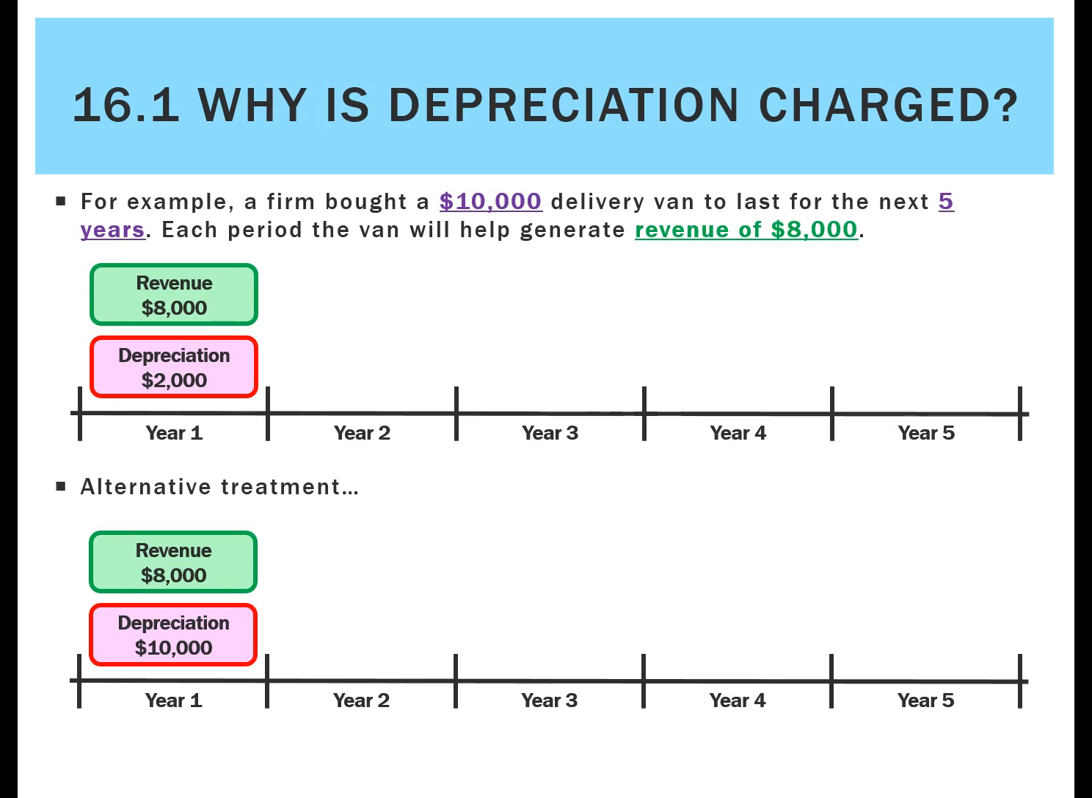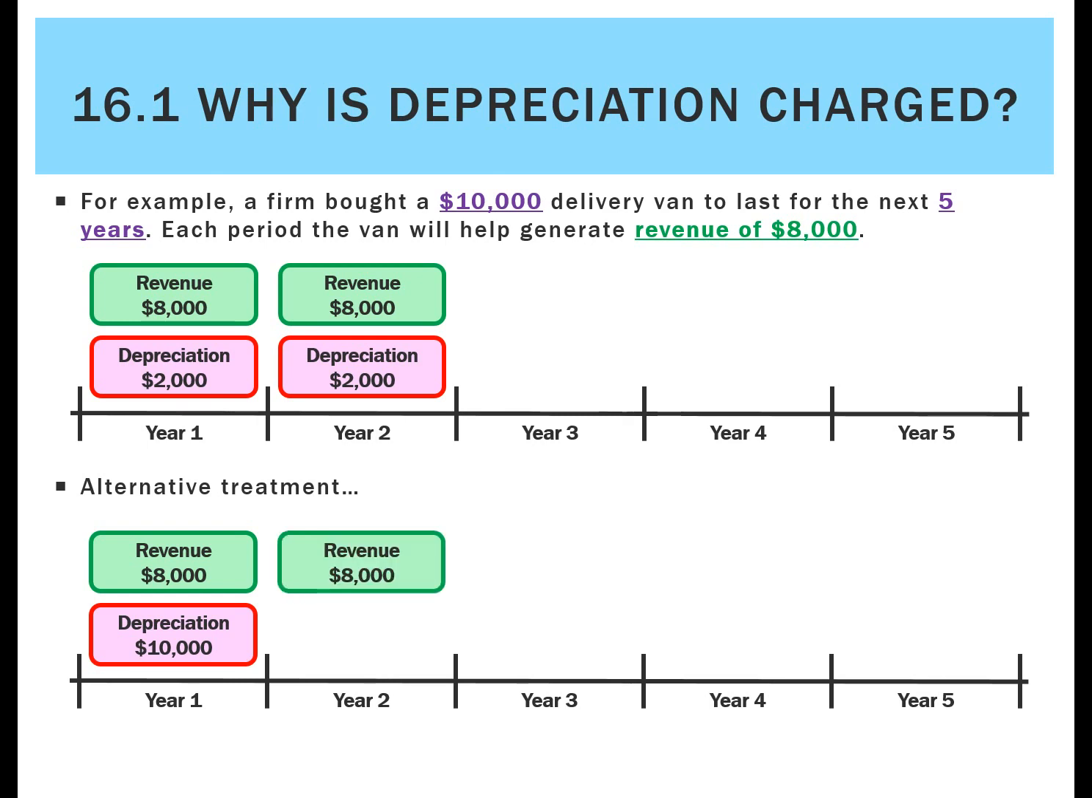Now, in the top treatment, that's going to match up because revenue is going to be matched in year 2 with expenses of $2,000. So that's matching revenues and expenses. But if we did it in the alternative way underneath, in that second year, there's nothing left to depreciate. I guess we're saying there was no expense in using the van, which is incorrect.